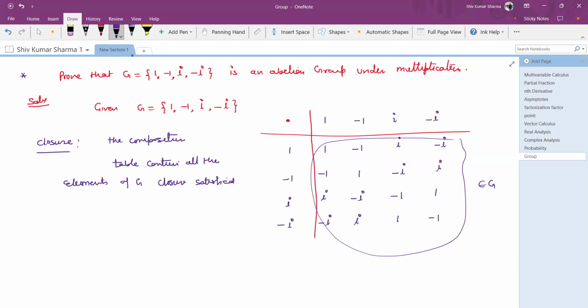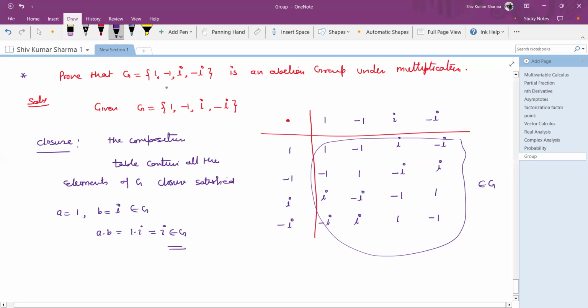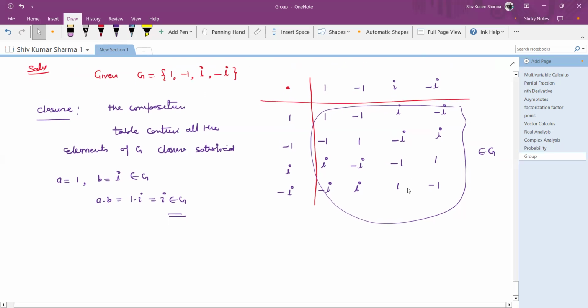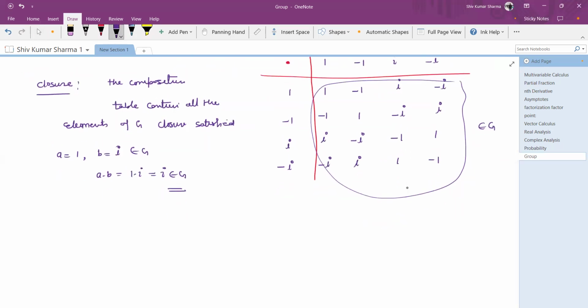You can take an example: if we consider a equal to 1 and b equal to iota, then the product a into b, 1 into iota, gives us iota, and iota belongs to G. These two also belong to G, so closure is satisfied. You can take any two elements. From the composition table, we can say that all the elements belong to G, so closure is satisfied. Similarly, we do it for the associative property.